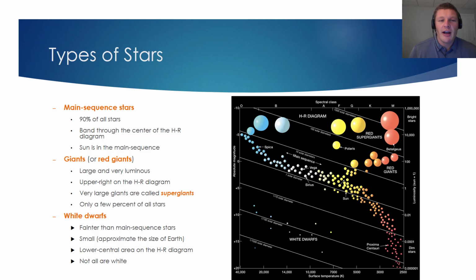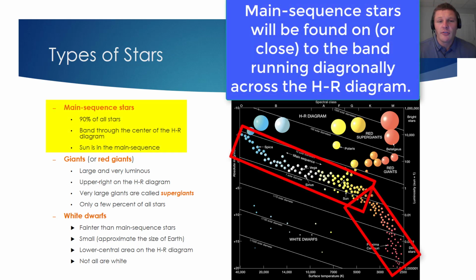The final consideration in this vodcast are the types of stars, and these are evident in the Hertzsprung-Russell diagram. The first star type that we'll consider are main sequence stars. 90% of all stars fit this classification. The main sequence stars are found on the band that runs through the center of this Hertzsprung-Russell diagram. So any stars you see on or very close to this line represented here are going to be main sequence stars. Our very own sun is a great example of a main sequence star. And to understand what a main sequence star is, it's a star right in the middle of its lifetime. These stars can be thought of as stable and happy.